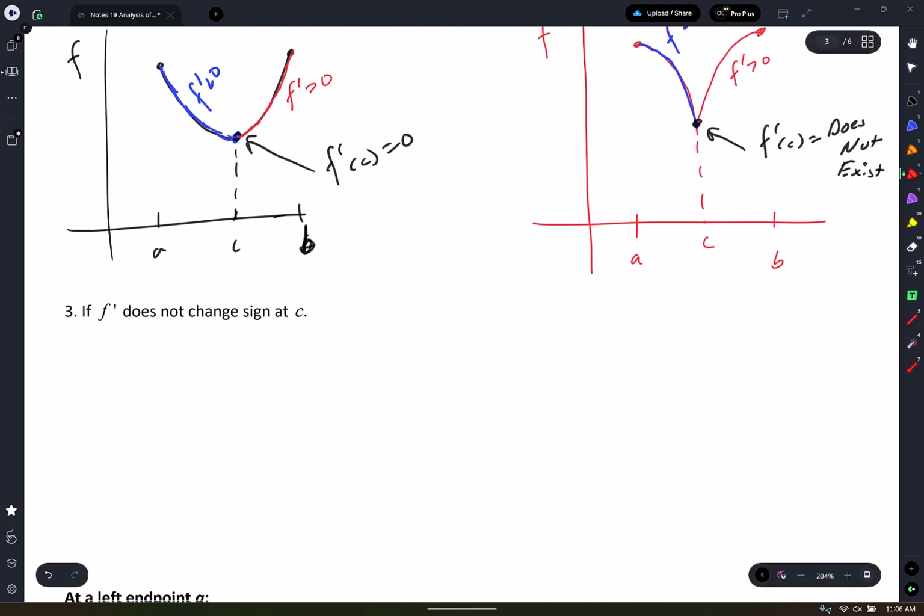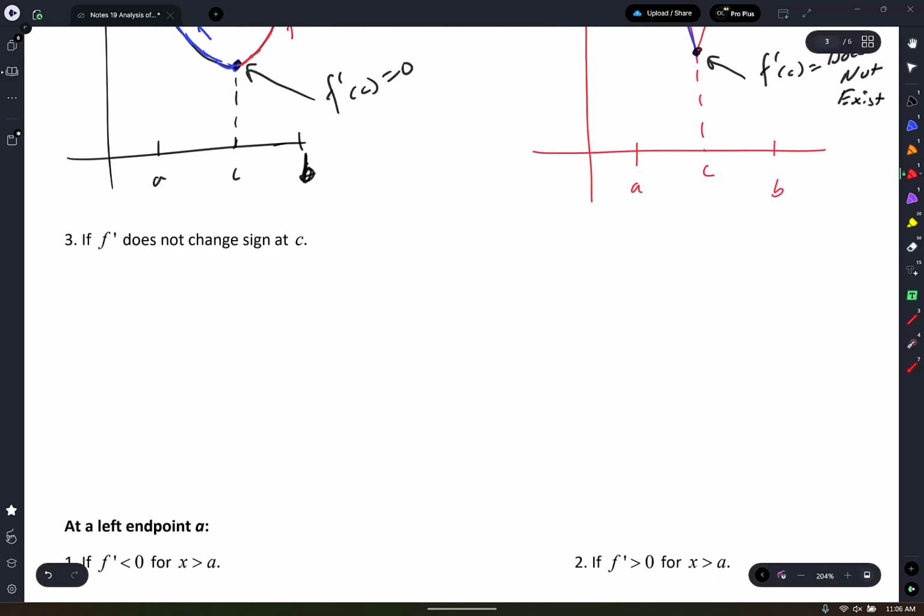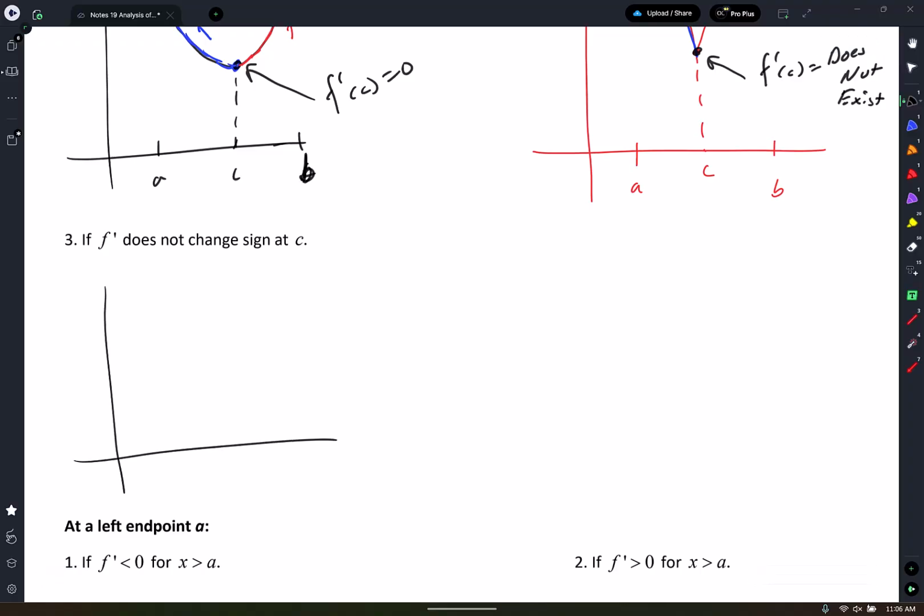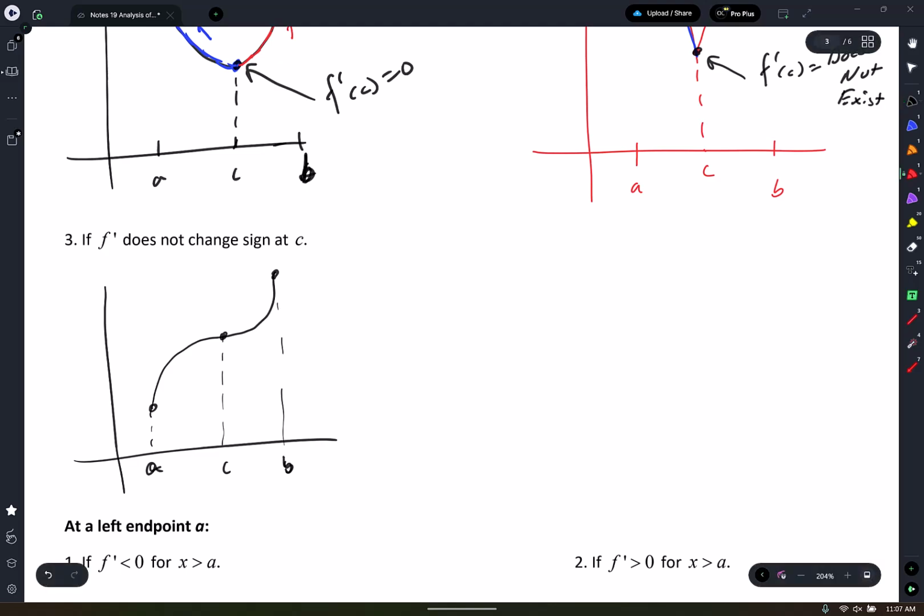All right. If F prime does not change signs, here we go. I'm going to go ahead and do it like this. Oh, no. It doesn't go forever. It's a closed interval. A, B, C. That's an A there. It just came out bad, and all of it's red.